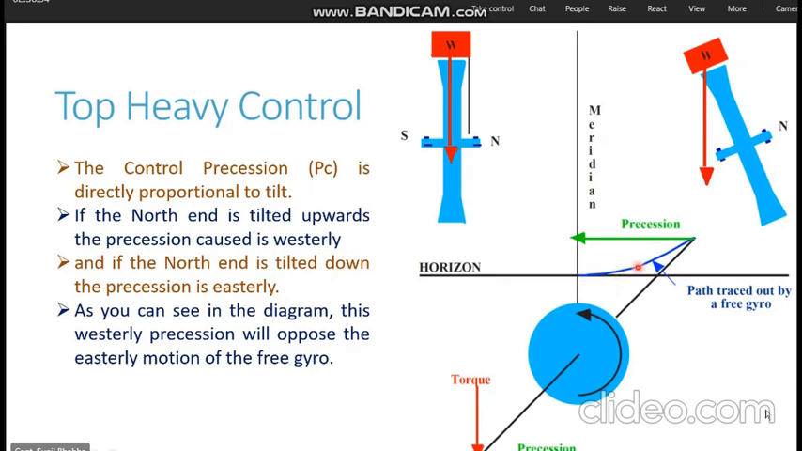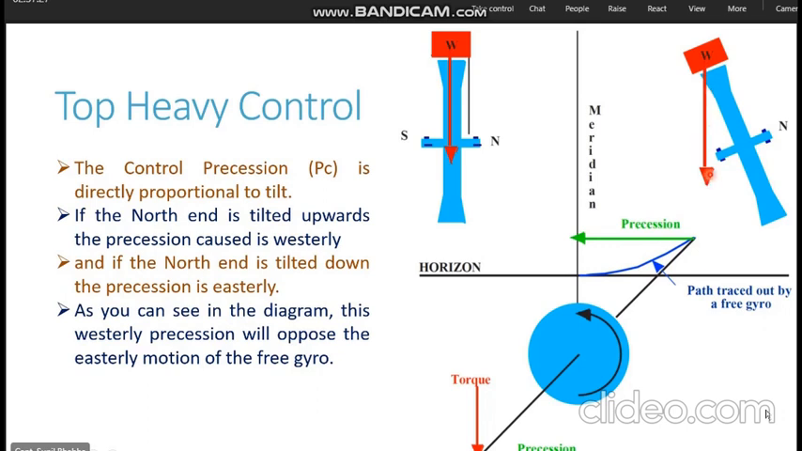So our spin axis is also going to have easterly motion, easterly drifting, and it is going to have an upward tilt. So this blue color track shows the motion of the gyro star, which is being followed by the north end of the spin axis. Now, as the gyro star has some positive true altitude, or the spin axis has some upward tilt, this control precession comes into the picture.